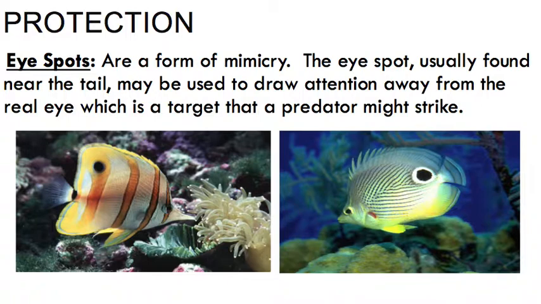All right. Another thing for protection are eye spots. This is a form of mimicry, like we talked about in the beginning of the year. The eye spot is usually going to be found near the tail, and it may be used to draw attention away from the real eye, which is generally a target for predators to attack. They'll attack the eyes. So if they have that eye spot on the back, it makes their eye look much larger than it is, makes them look scary. It also throws off a predator, like, wait, which is your real eye?